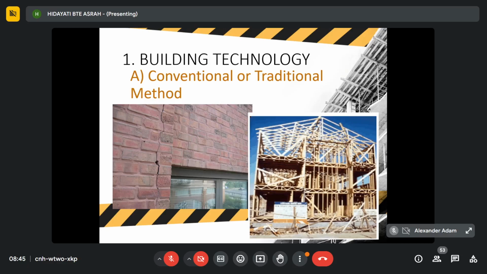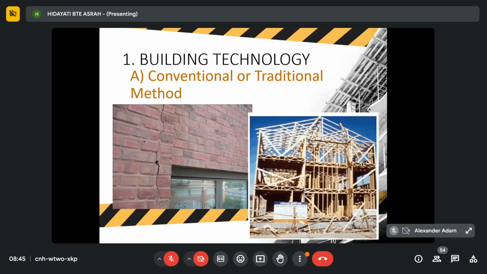Okay. So the term building technology, actually it refers to the technical processes and methods which are used in constructing the building. This is a process, technical processes and methods. Which method you use to construct a wall, for example, which method you use to construct stairs, roof, and so on. This is building technology. So this is the example of the conventional or traditional method of building construction. So as you can see from the slide, this one is the traditional method.